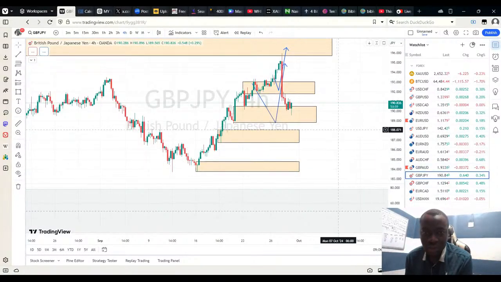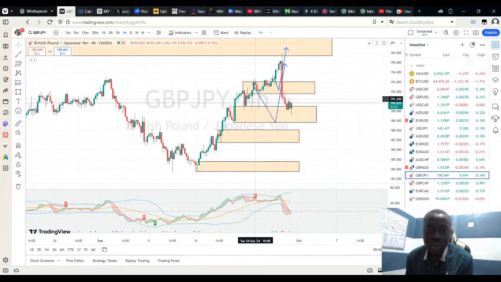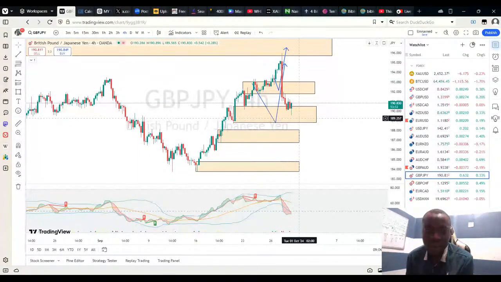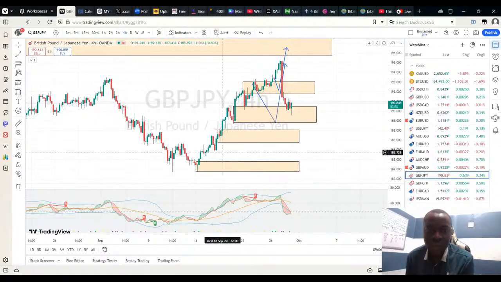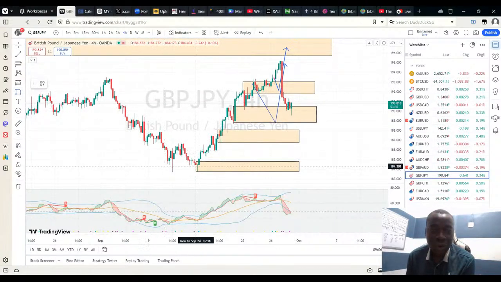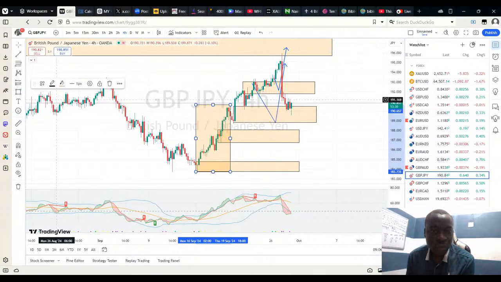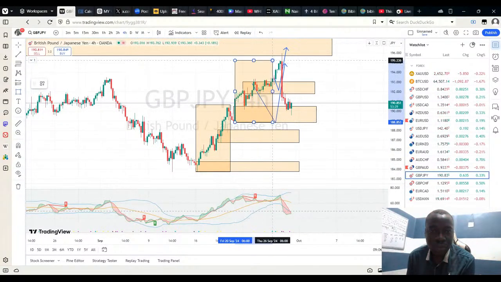On GBP JPY, I told us that I'm expecting them to either come to this region or here to look for a buy opportunity. Coupled with the fact that they push to the top and they drop it, they push it again, they push it again. So far, so good. I'm still expecting one more push on this GBP JPY. If I follow the 4 hours time frame, we can see this push, and we can also see this push to the top.